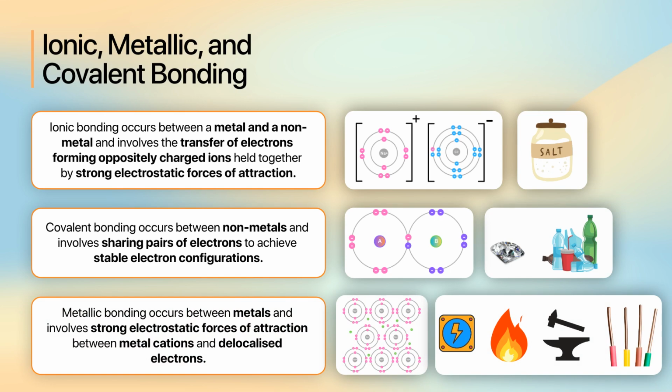By understanding these bonding types, we gain insights into how substances form and why they exhibit specific properties, which is essential for explaining various chemical reactions and material behaviors.